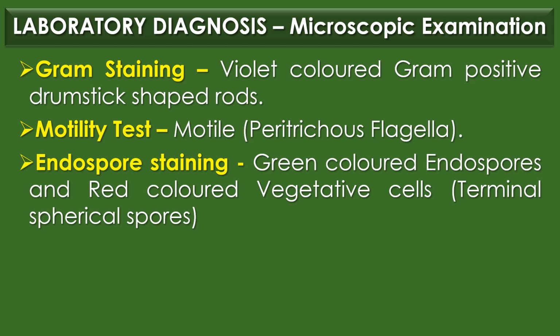Laboratory diagnosis of Clostridium tetani. The first diagnostic method is microscopic examination. Under gram staining, Clostridium tetani is observed as violet colored gram-positive drumstick-shaped rods. In the motility test, the cells are motile due to the presence of peritrichous flagella. In endospore staining, green colored endospores with terminal spherical spores are observed, and red colored vegetative cells are also observed.